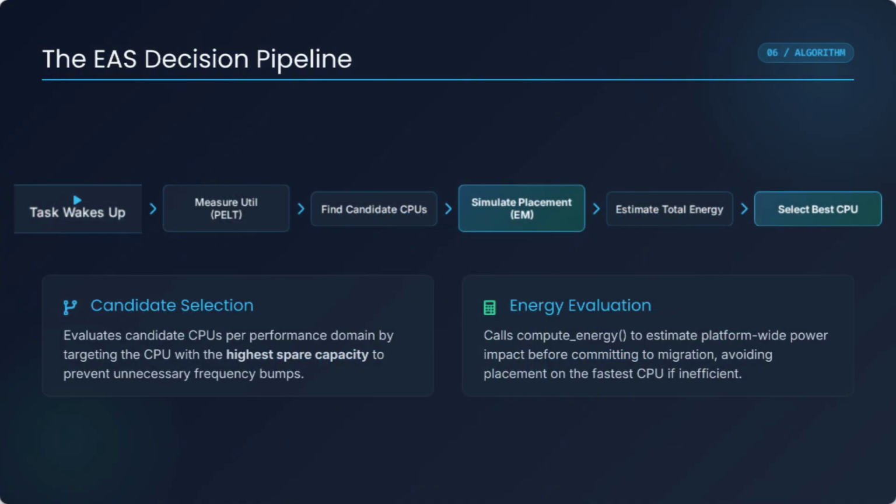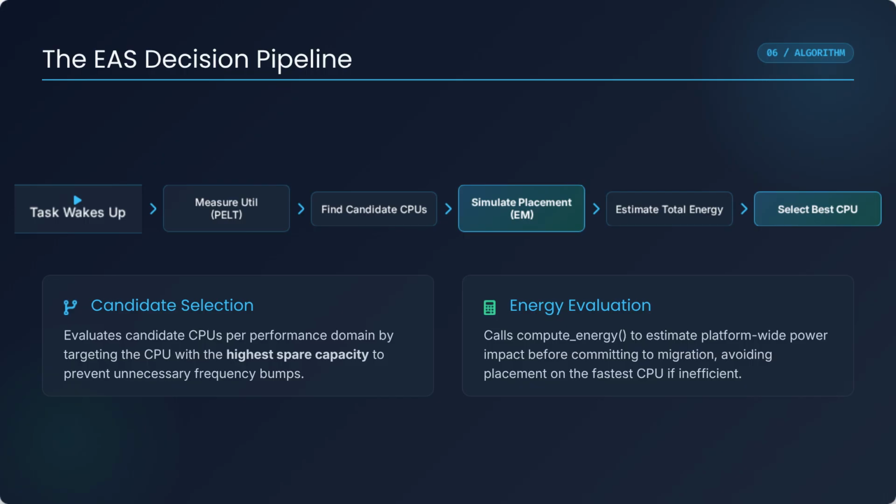Now let's put these pieces together into the actual EAS decision pipeline. A task wakes up and needs scheduling. Its utilization is measured using PELT. EAS then searches for candidate CPUs, specifically within each performance domain, the one with the highest spare capacity, to avoid triggering an unnecessary frequency increase.